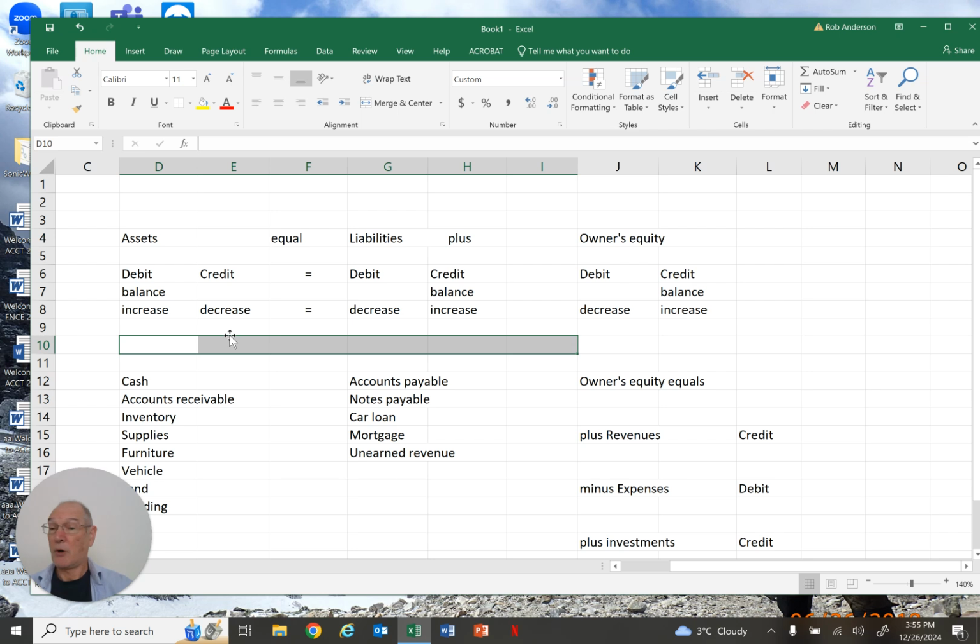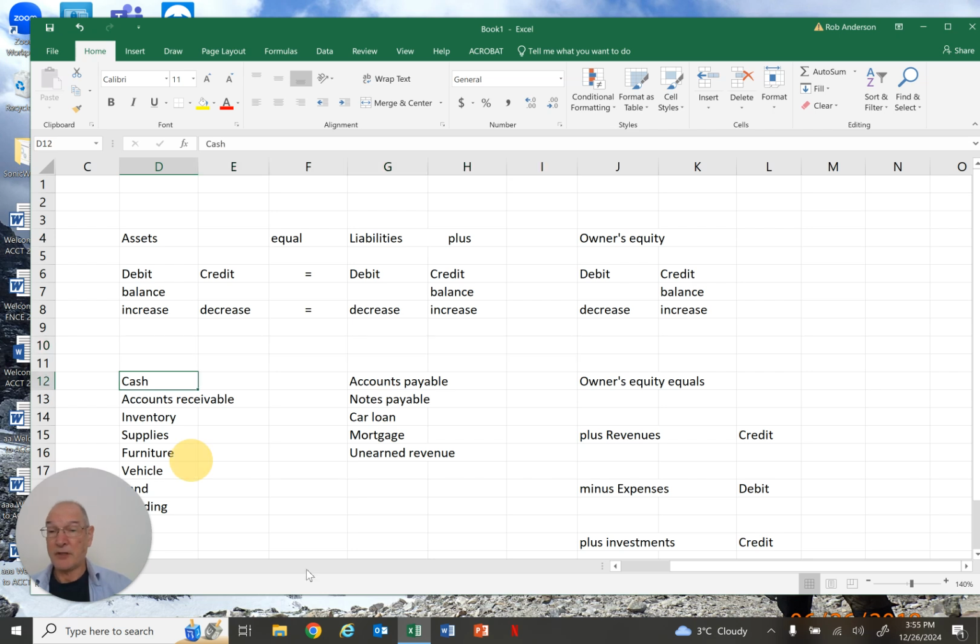So we say, well, what did the business get? Well, the business got cash. Now, cash is an asset, and the business has more. Assets increase with the debit, so if we're going to do a journal entry for this or analyze the transaction, cash is a debit.